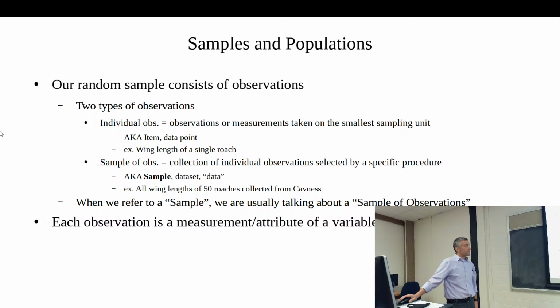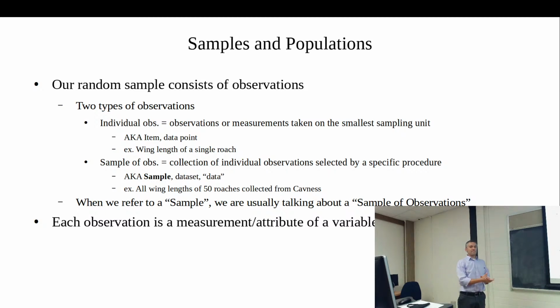Our smallest sampling unit is actually the roach. It's not the wing, because we can take that roach and measure the other wing. We can measure the legs and so forth. So our smallest sampling unit is the individual itself, but that individual could generate different data points.